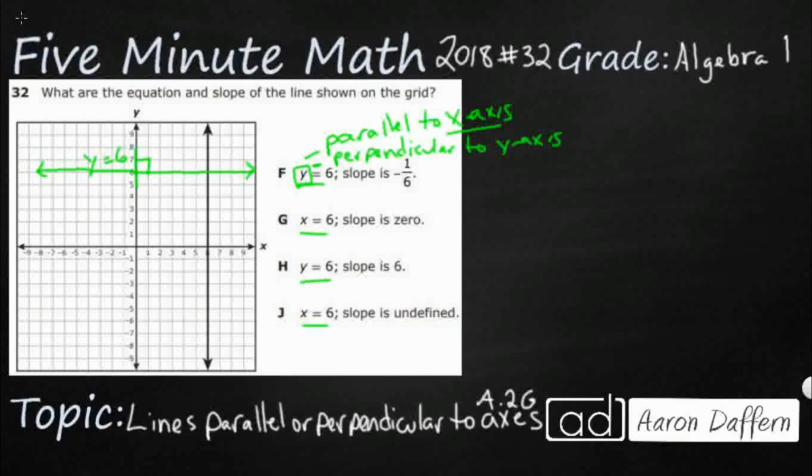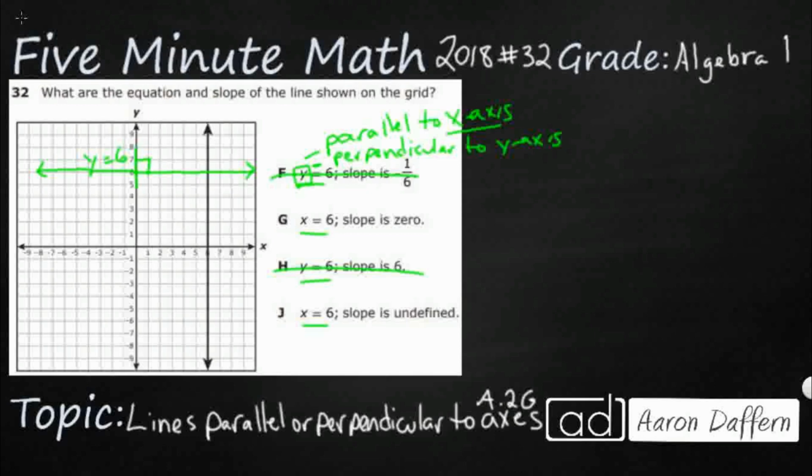And so you notice that I've got that on F. I've also got that on H, that y equals 6. So we can just cross off F and H. So let's look at x equals 6.